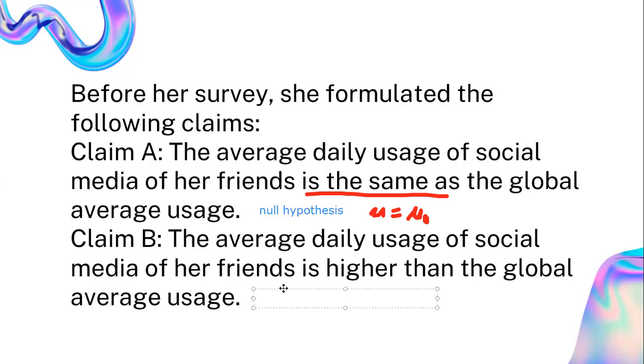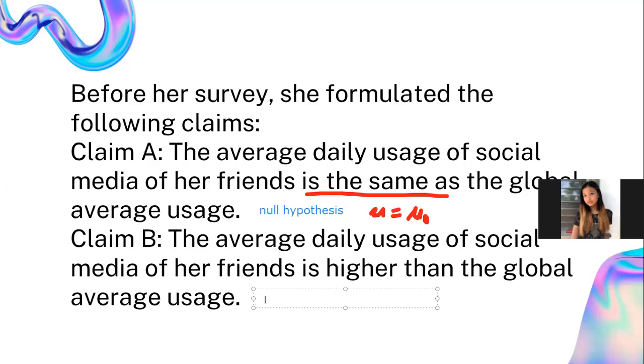How will you classify claim B? Is it alternative hypothesis, null hypothesis, or any other kind of hypothesis na alam mo? Alternative po. Okay, so what made you decide that this is an alternative hypothesis? Kasi po may difference po dun sa dalawa. Yan, di ba? Alin yung naging clue mo? Higher po than the global average.